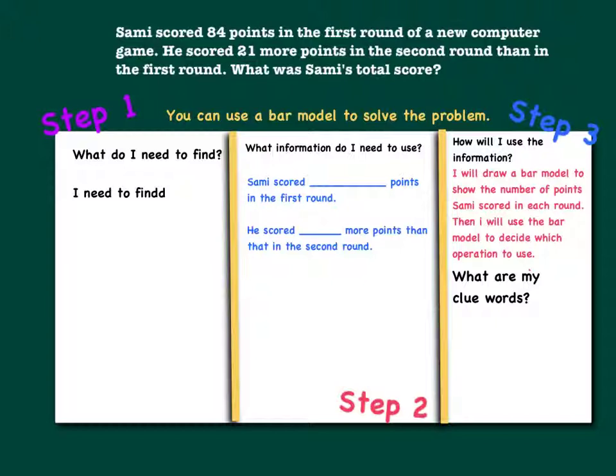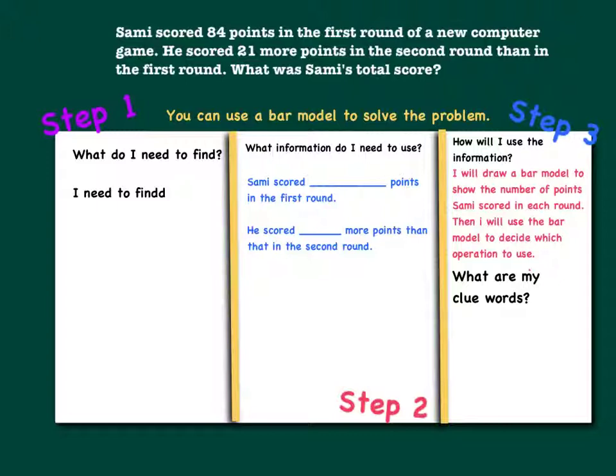Well, we need to take a couple of steps when we're working a word problem. Let's go to step number 1. What do I need to find? That's what you need to ask yourself when you're looking at a word problem. What is the problem asking me to find? Well, let's look and see. I need to find what? That's what you need to fill out.